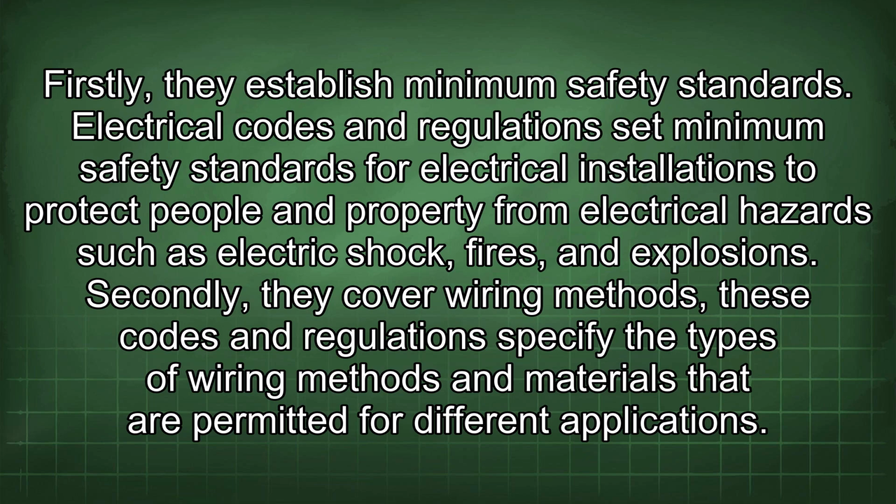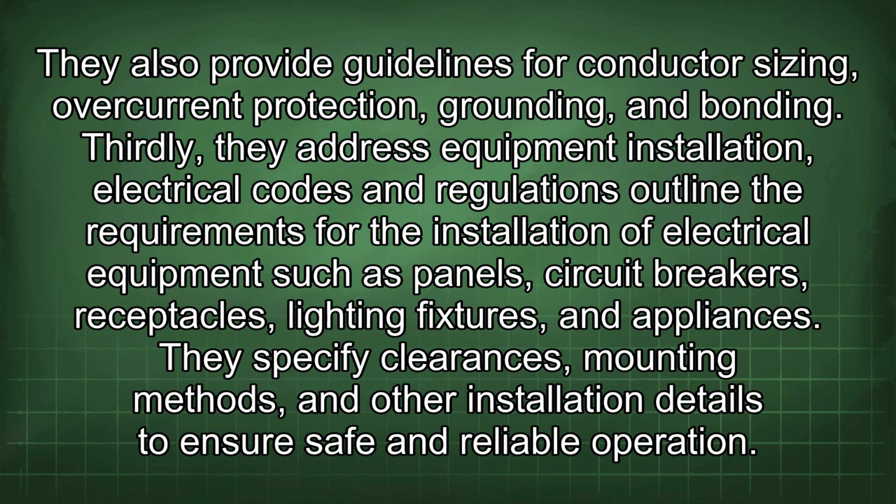Electrical codes and regulations set minimum safety standards for electrical installations to protect people and property from electrical hazards such as electric shock, fires, and explosions. Secondly, they cover wiring methods. These codes and regulations specify the types of wiring methods and materials that are permitted for different applications. They also provide guidelines for conductor sizing, overcurrent protection, grounding, and bonding.